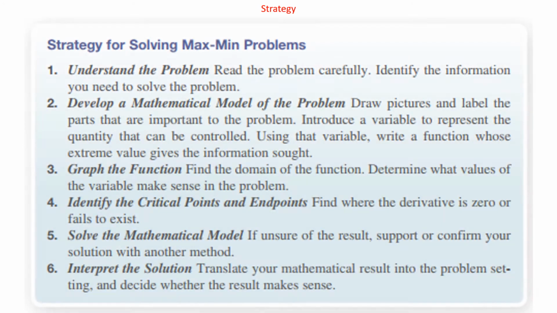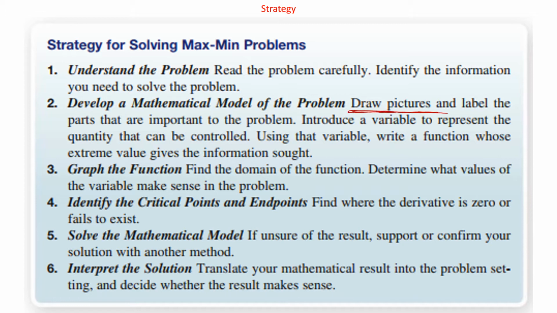So, first thing we want to see is some strategy. How can we go about doing this? And so these are just word problems. So we have some strategies. First, you need to understand the problem. What is it asking you to find? What information is it giving you? And then develop a mathematical model of the problem. Draw pictures. This right here is one of the biggest steps that people take who are successful. They draw a picture. And then label the parts that are important to the problem.